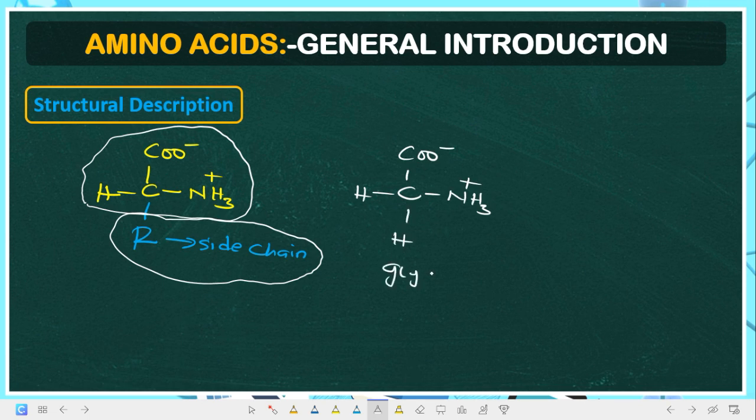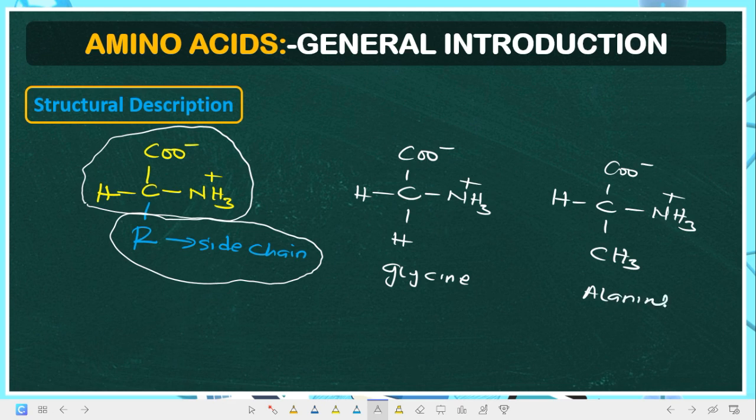This is an amino acid called glycine. And then we have another one: COO minus, and then we have H and NH3 plus. Okay, let's change the side chain to CH3. This is another amino acid. The name of this amino acid is alanine. Are we getting it now? So these are two amino acids.